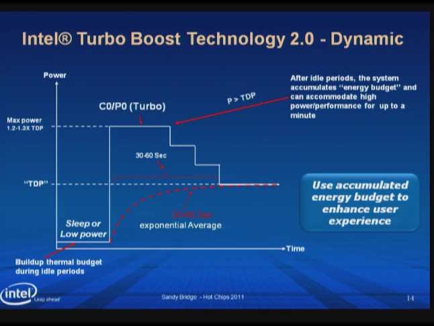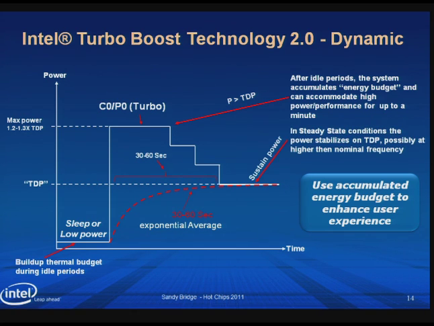This is the algorithm that we use to calculate the energy budget, and in this case, it takes 30 to 60 seconds until we consume the budget, and then our internal function calculates the new powers, the new frequencies, and we gradually go down and back to TDP. The TDP can be at higher frequency than P1 if the load is not very high. We stabilize on the power and not on the frequency.